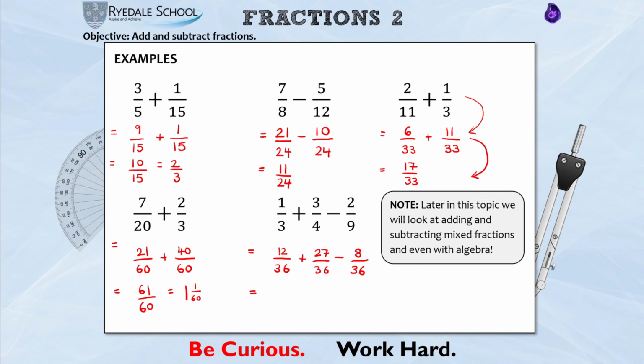I just need to add these and then subtract. So 12 add 27 is 39. Take away 8 is 31. 31 over 36. Okay, does that cancel down? No, it doesn't. Doesn't cancel down because 31 and 36 do not have any common factors other than the number 1.